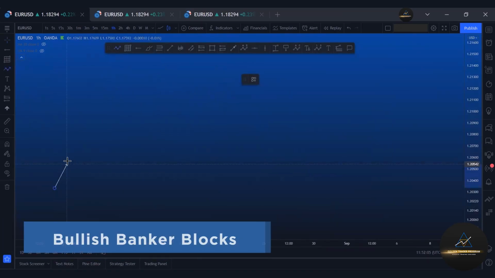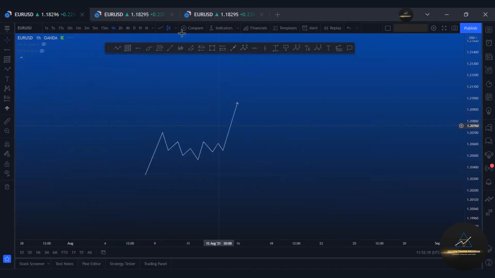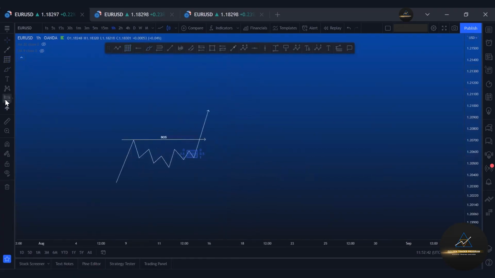So again, the same principle applies. Price rallies, pulls back, and there's a rally to the upside, right? So if we implement the structure, the break of structure wasn't caused by this significant move, it was caused by this significant previous leg down. So this is where you implement the banker block. And that's where price is likely to reverse from.